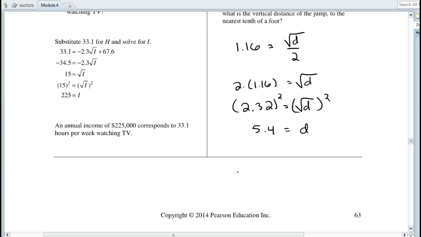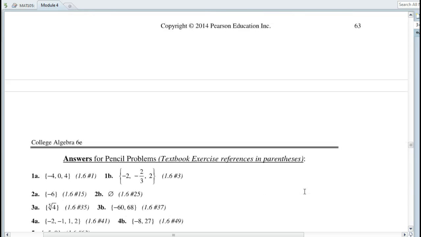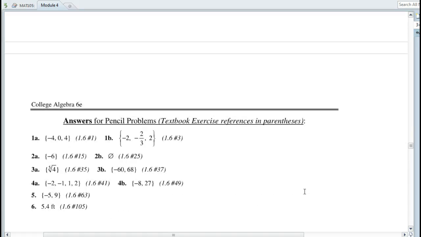So he jumps a vertical distance of 5.4 feet. Way higher than I could jump, that's for sure. Okay, so that is it for this section.